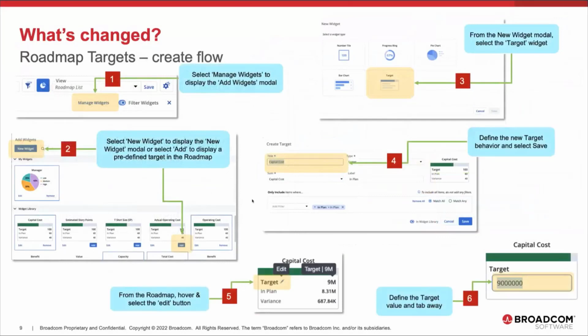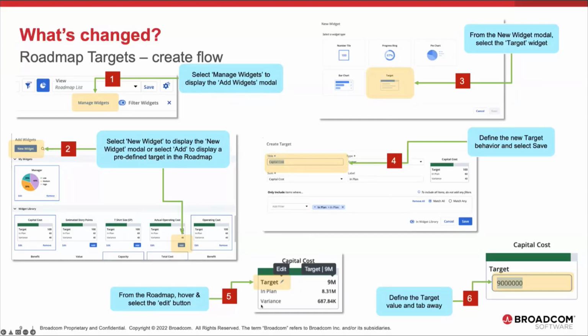From a create flow perspective, it's quite simple. Manage widgets, which will bring you to the new area. So you pick, in this case, you would say, I would like to have a new widget. You could optionally say just add an existing widget to the screen and you could be done. Or you go on and create a new one and you have a target widget type at your disposal. Fill in the target to define the behavior and select save.